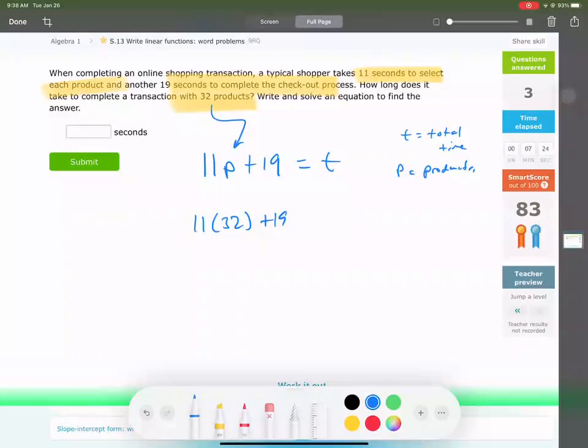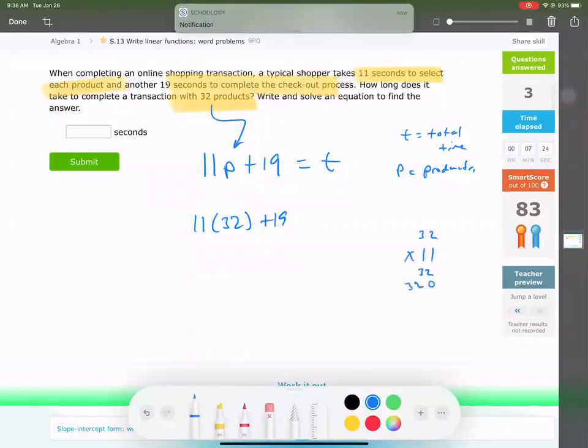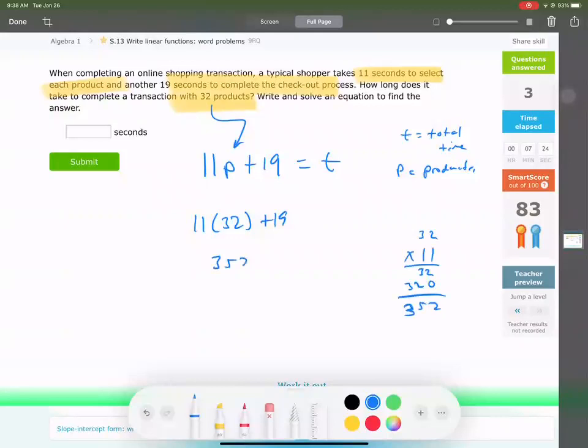Yep. So we're going to multiply 11 times 32. That's going to be 352. 352 plus 19 is 371. That's the number of seconds it took our shopper to buy 32 products.